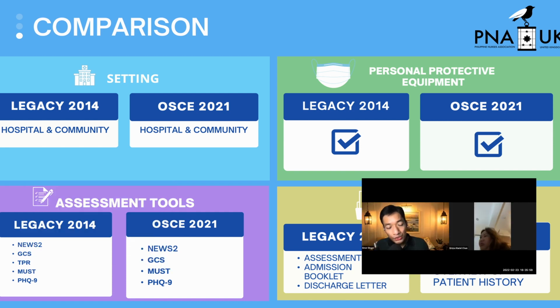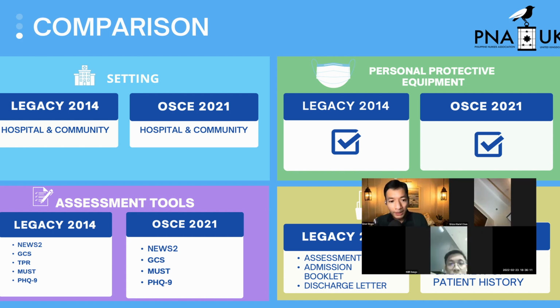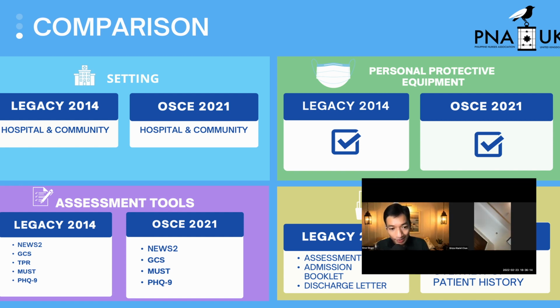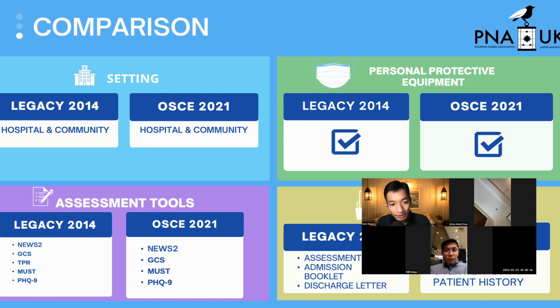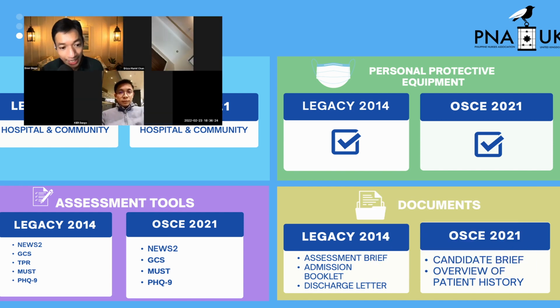Assessment tools. These are the assessment tools that you might need to accomplish on your examinations. What are those? It's the NEWS chart, the GCS, the TPR, the MUST and PAGE. We'll be discussing them later. But if you compare with the new OSCE, the TPR is missing. The TPR doesn't reflect the A2E assessment. Later you will know why.